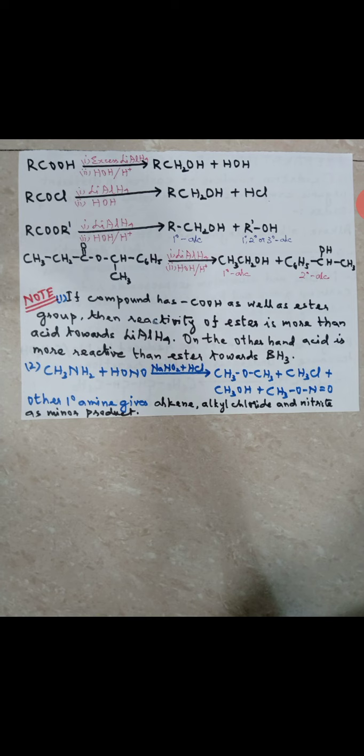We can say that. Now the question comes here. Why? Ester means what? COOR, any alkyl group like CH3, C2H5. And acid means what? COOH. Alright. Okay, fine. So there, what you find is that when reduction takes place, the ester group, COOR, is straight away converted into CH2OH at a faster rate compared to COOH.